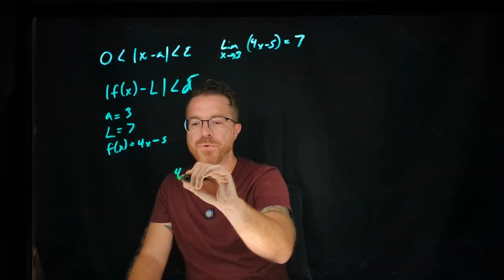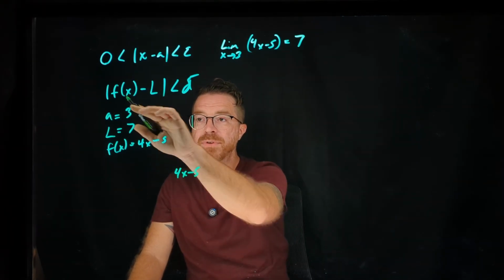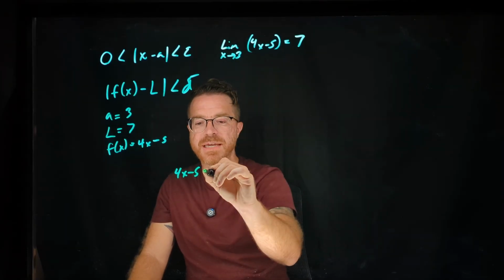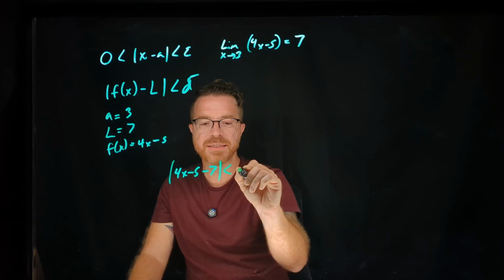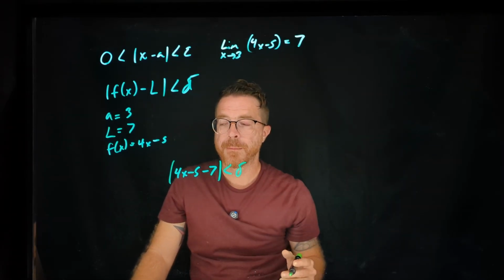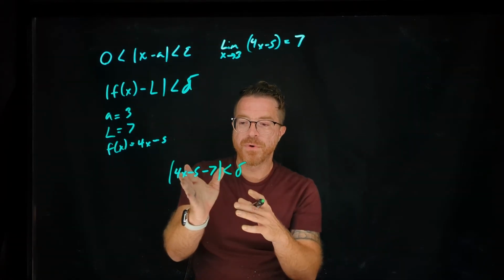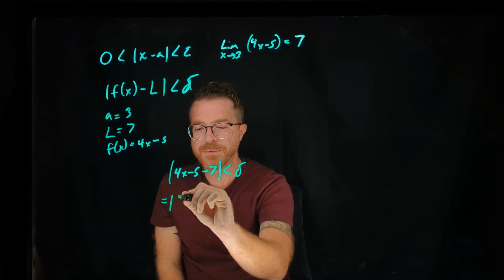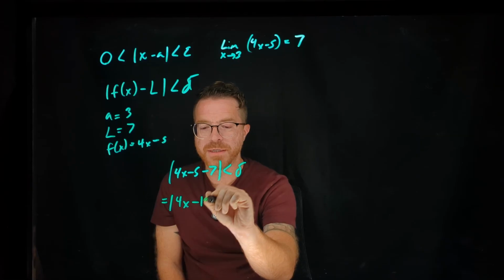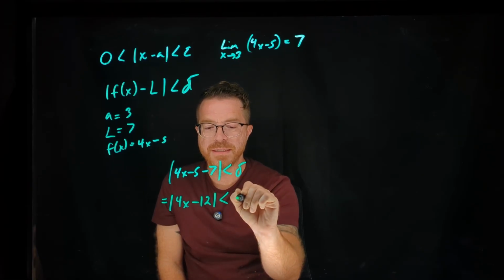So we have 4x minus 5 minus L, which we said was 7. And we have that this is going to be less than some delta. So we start with the absolute value of 4x minus 5 minus 7, which is going to be the absolute value of 4x minus 12, is less than delta.